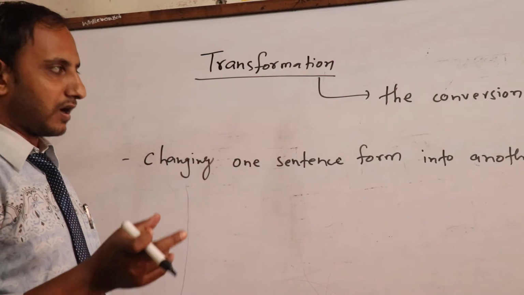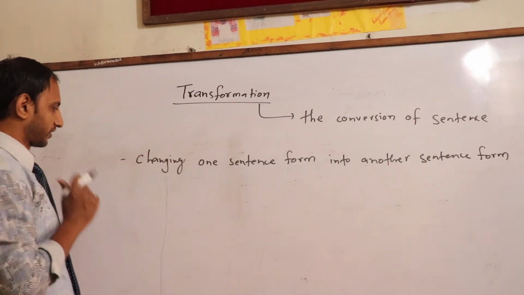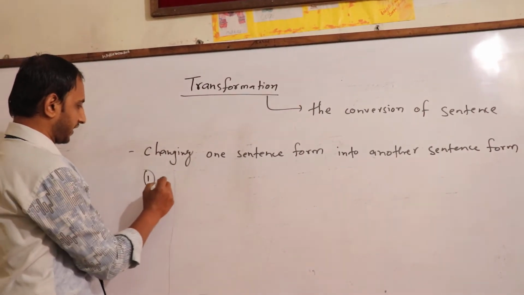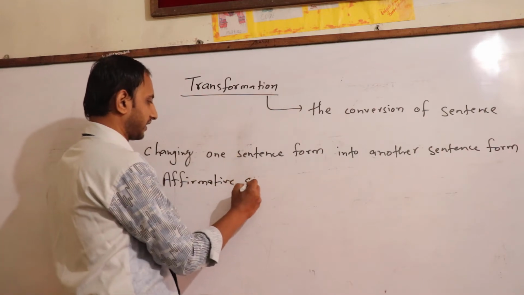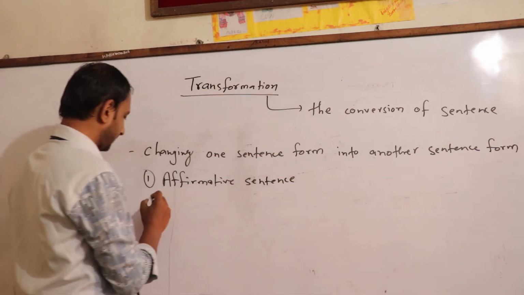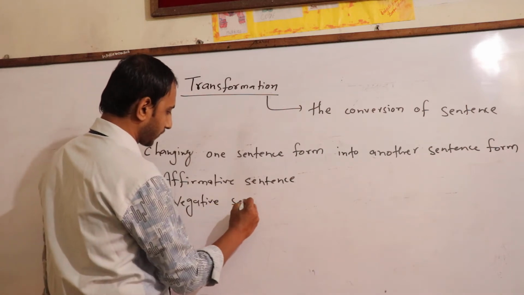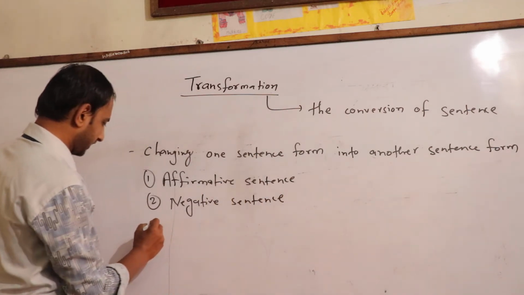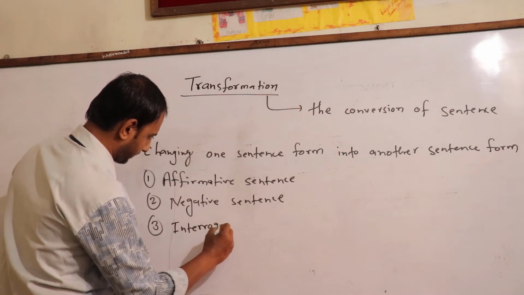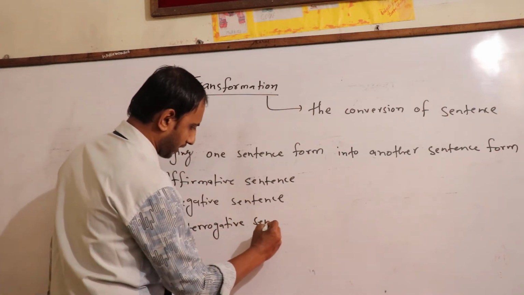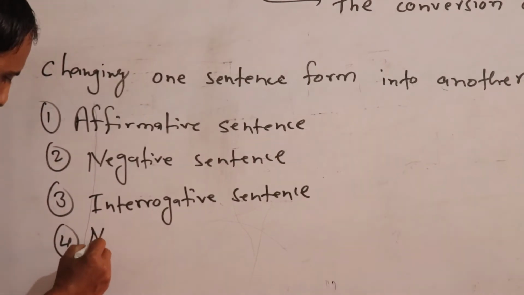into negative, affirmative sentence into interrogative, or negative interrogative. So there are majorly four forms of sentence: number one is affirmative sentence, similarly second we have negative sentence, the third one is interrogative sentence, and the fourth one is negative interrogative sentence.